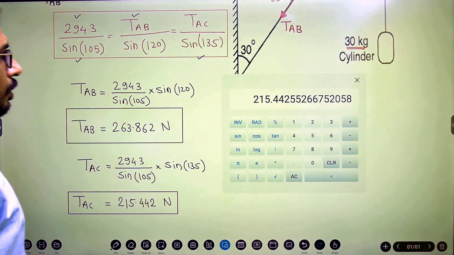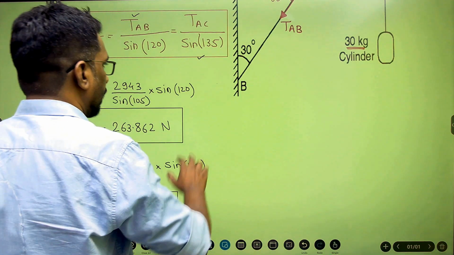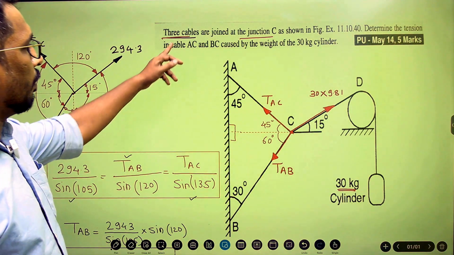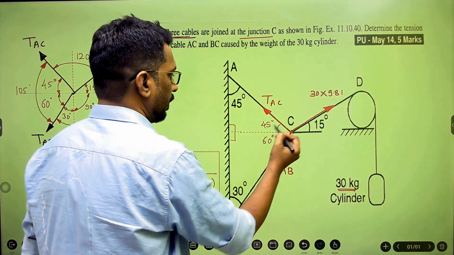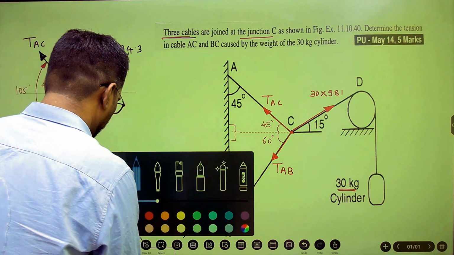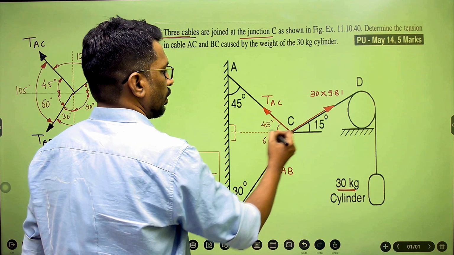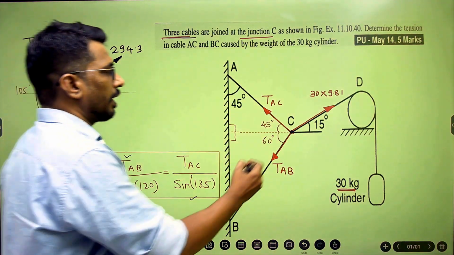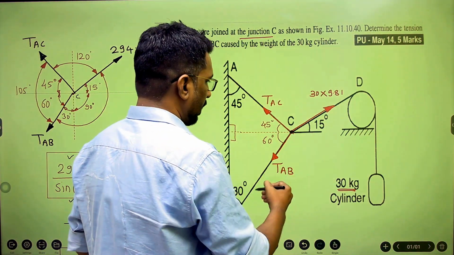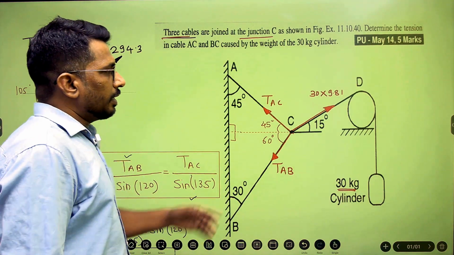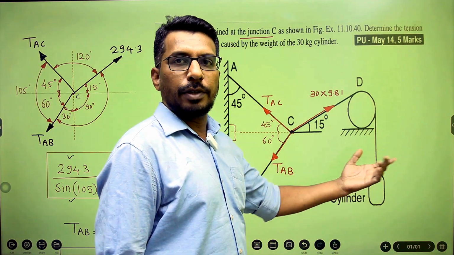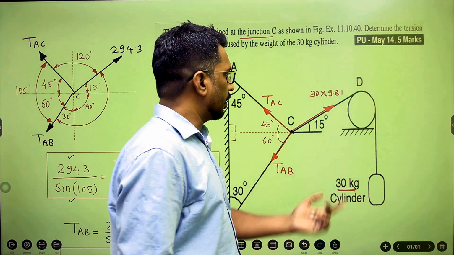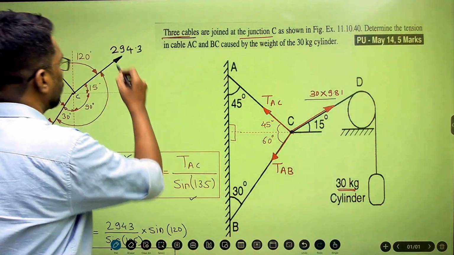Okay. So I repeat the whole solution once again with you. See here what we have done. So there are three cables as per given in the question which are connected at junction C. So now we completed FBD at point C. You can see here, there are three tensile forces passing through point C: TAC, TAB and TCD. TCD is equal to the weight of the cylinder, weight into 9.81, because tensile force which is carried by the cable must be in Newton. So that's why we have converted this into 30 into 9.81. So the value is 294.3.